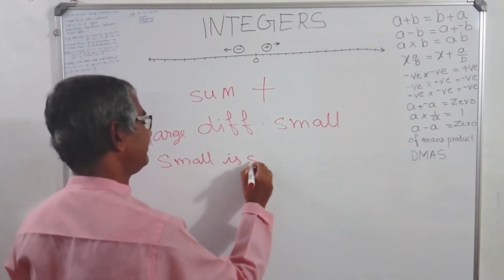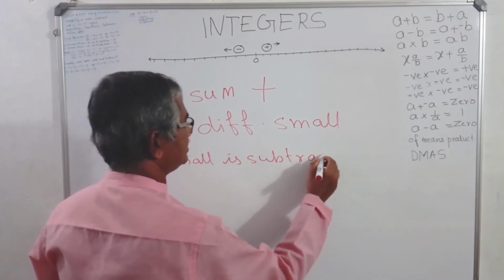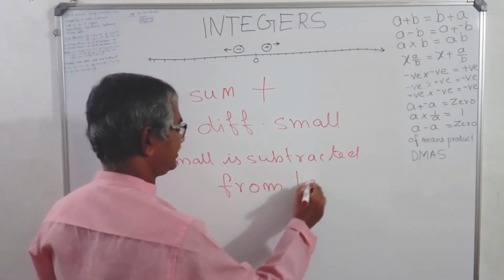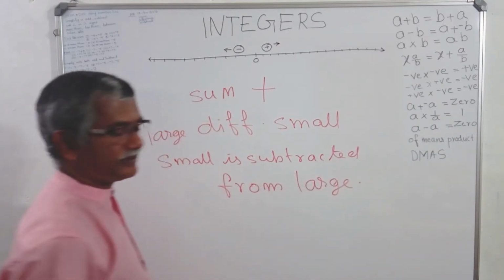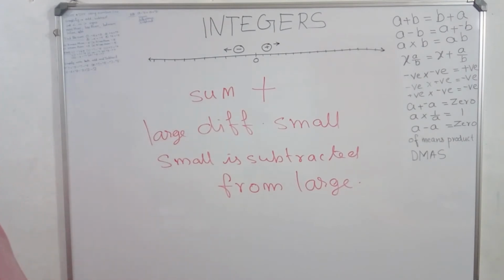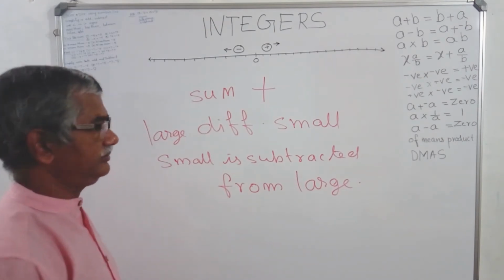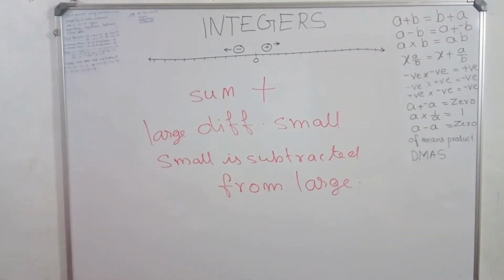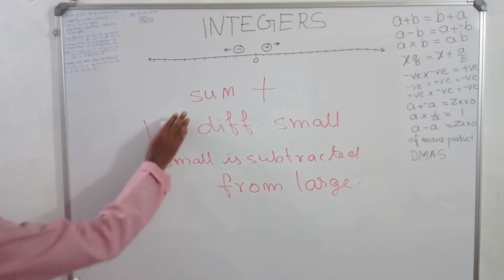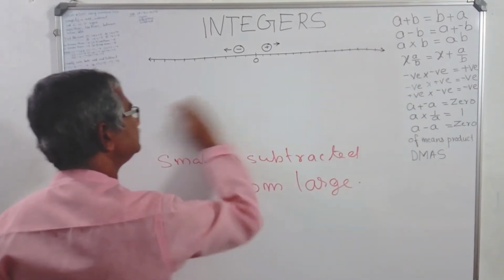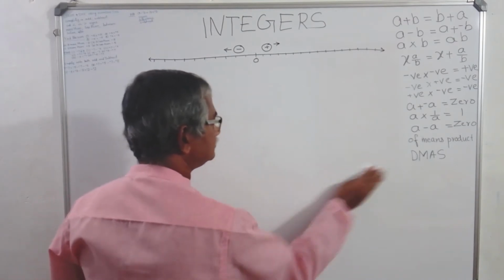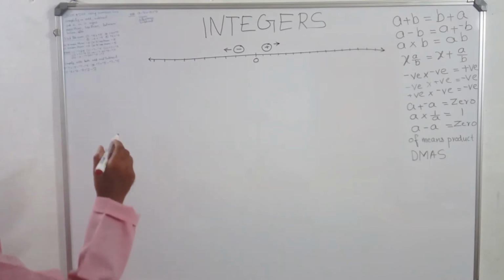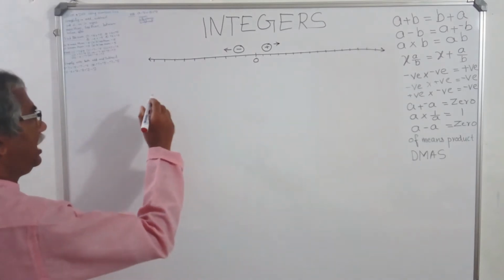Small is subtracted from large. That is the difference. But when we are speaking of subtraction, it can be from small to large or from large to small. So we can simplify by addition.